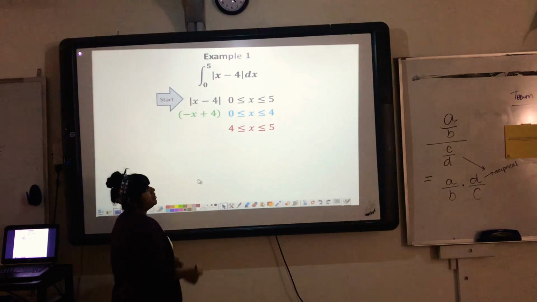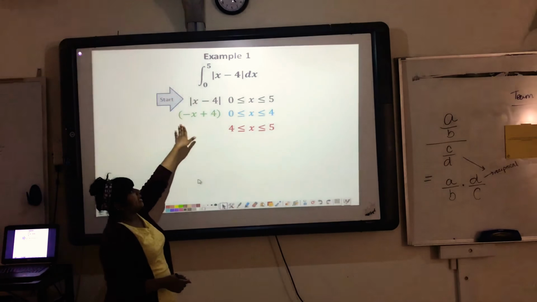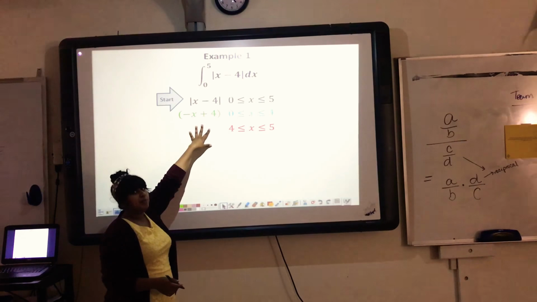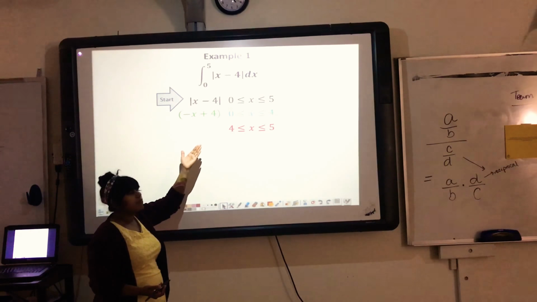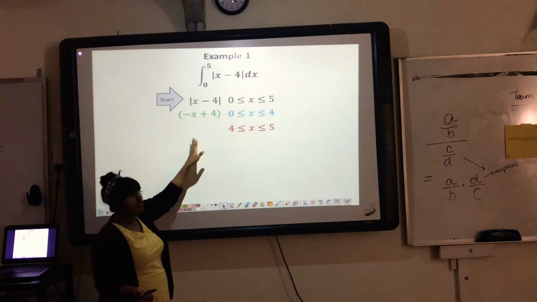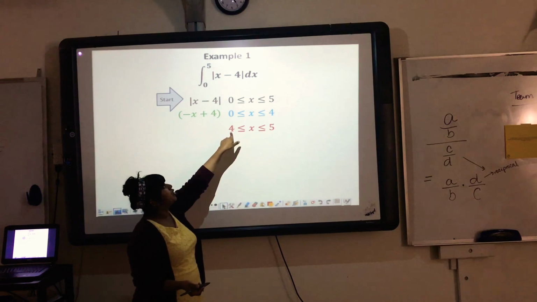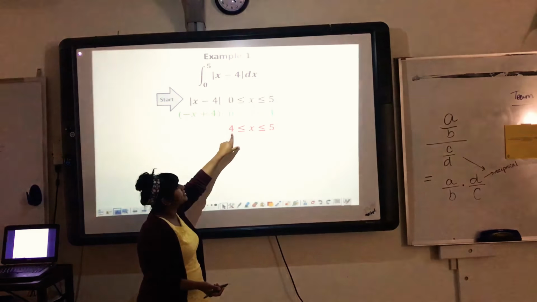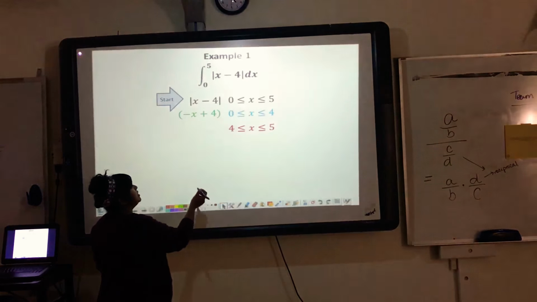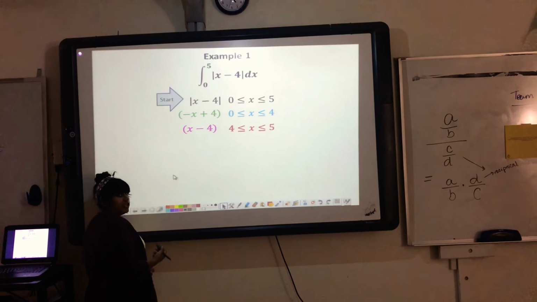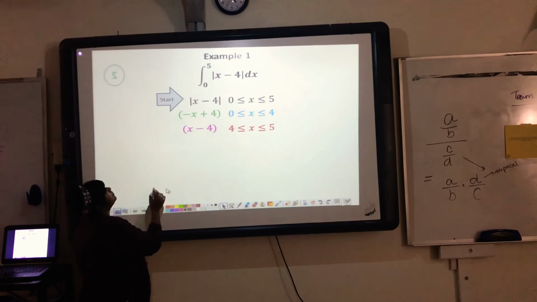What about our next interval? From 4 to 5. Cool. Again, without absolutes, I need some form of this function. Well, let's test the original function, x minus 4. If I plug in 4, 0, that's neutral, positive I suppose. 5 minus 4 is 1. Hey, that's positive. That means I'm using my regular equation. Let's move on to step 2.